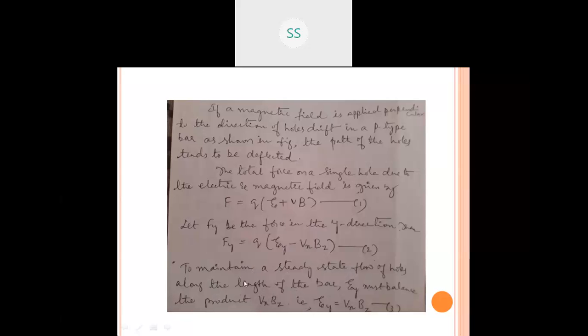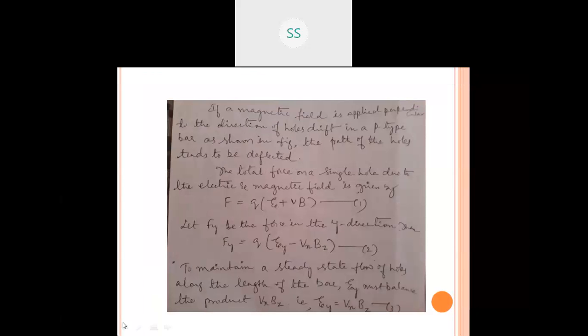Okay, and in order to maintain that steady state flow of the holes, the requirement here is whatever Ey is there, Ey is nothing but the y direction component of the electric field. So Ey is equal to Vx into Bz. Therefore Ey minus Vx Bz is equal to 0. So that's why the y component force is defined as q into (Ey minus Vx Bz). The minus is simply related to the direction here.